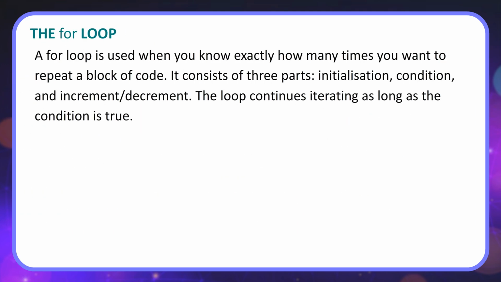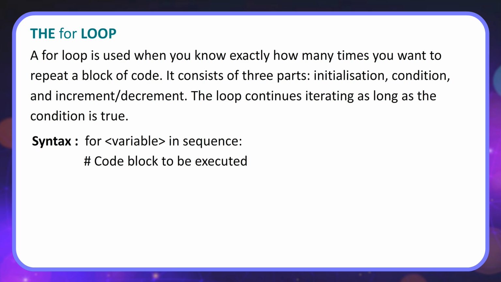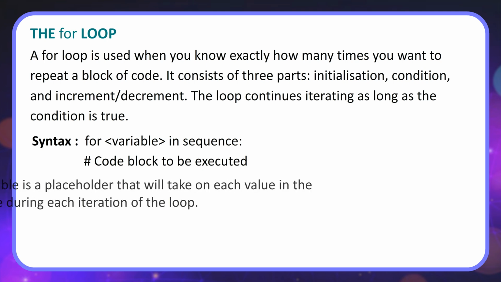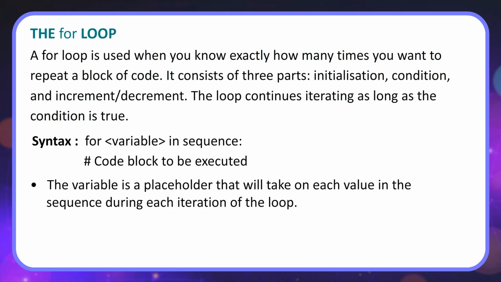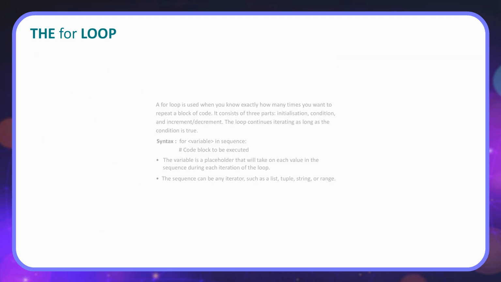The for loop. A for loop is used when you know exactly how many times you want to repeat a block of code. It consists of three parts: initialization, condition, and increment/decrement. The loop continues iterating as long as the condition is true. Syntax: for <variable> in <sequence>: code block to be executed. The variable is a placeholder that will take on each value in the sequence during each iteration of the loop. The sequence can be any iterator, such as a list, tuple, string, or range.